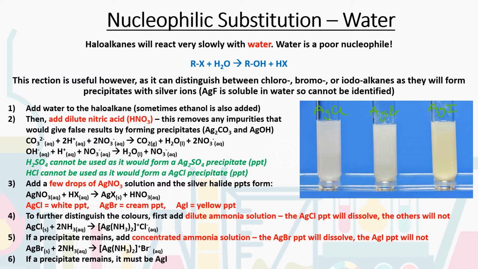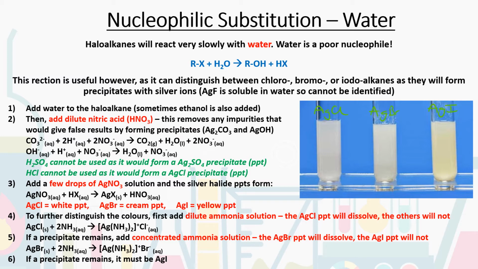Now, I've shown the colours over there on the right, but as you can see, those colours aren't necessarily the best way to distinguish them. You might be able to tell whether you had a chloro versus an iodo, but generally they're fairly hard to distinguish. Colour is quite subjective. And so a better way to carry on this test is to use the fact that these precipitates actually have differing solubilities in ammonia solution.